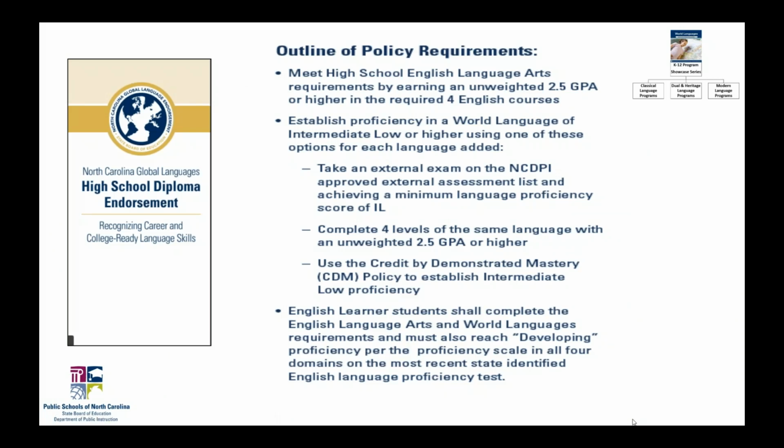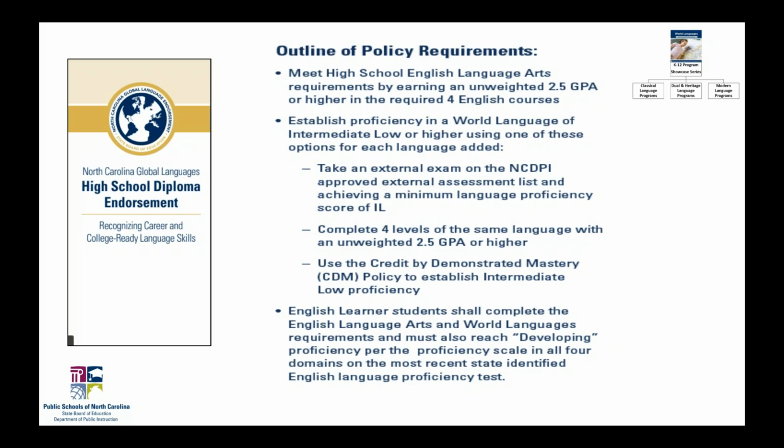Another thing for all of us to be aware of in world languages is our high school diploma endorsement, the Global Languages Endorsement. This is the North Carolina Seal of Biliteracy, and this can be earned in any language. And so I wanted to share with you the enrollment requirements. These are in the brochure you see pictured on the screen, which is linked, of course, so that you can get a copy if you haven't already.